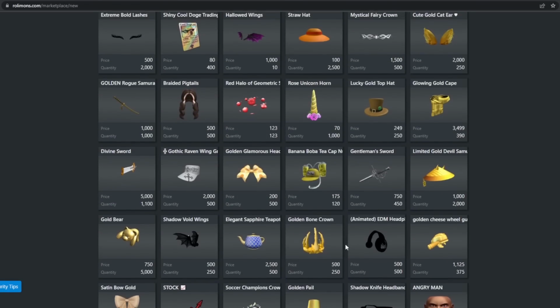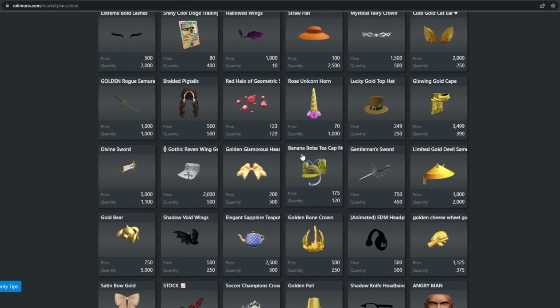I mean, you got some crowns. This thing is really cool. I love this item, the banana boba tea cap. I think that's very creative. You'll get some good limiteds in here, and maybe if you're a collector of other UGC items, this will probably be cool.